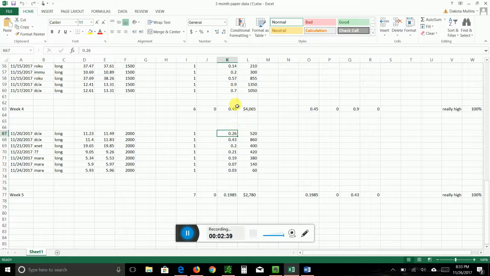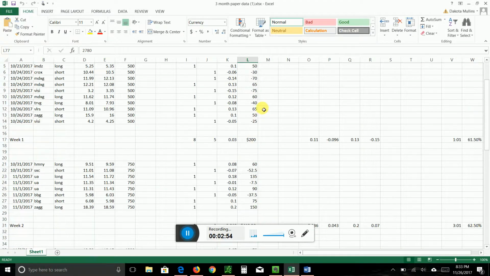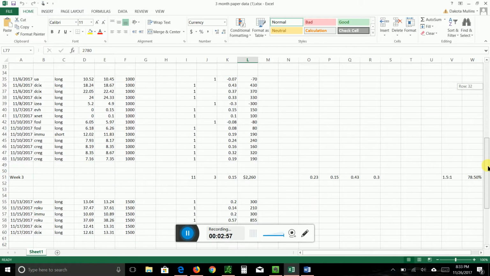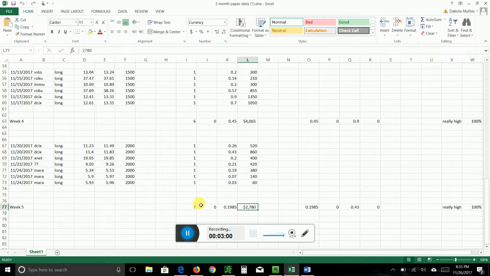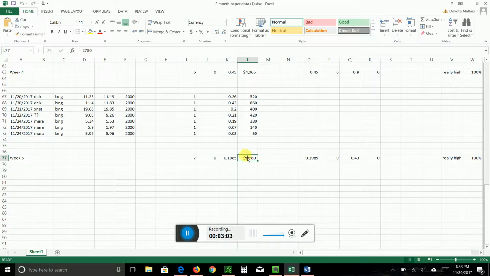My average win or loss per share was close to 20 cents, and my overall P&L for this week was close to 2,800. My average wins were close to 20 cents. Had no losers, and my biggest win was 43 cents.